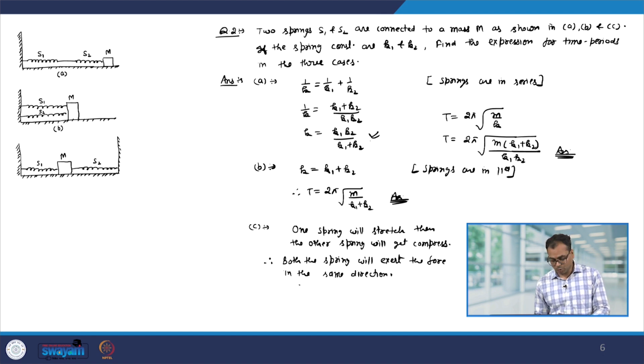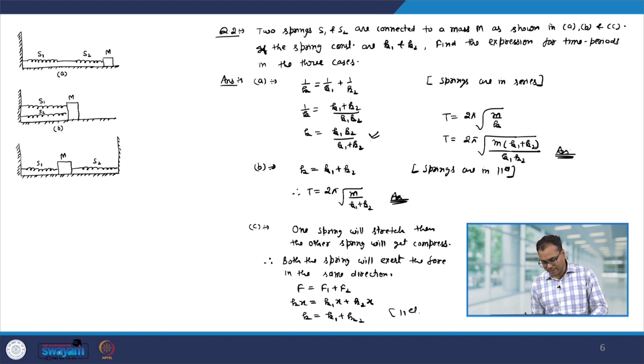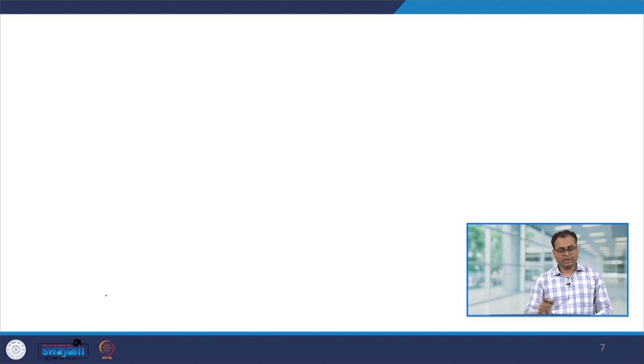Okay. And the total force F will be F1 plus F2, wherein F1 is the force by the first spring and F2 is the force by the second spring. So, F is equal to Kx. So, this is the effective K equal to K1x plus K2x, and therefore K equal to K1 plus K2. So, this is same as the parallel case. Therefore, T will again be 2 pi square root m over k, where k is K1 plus K2.